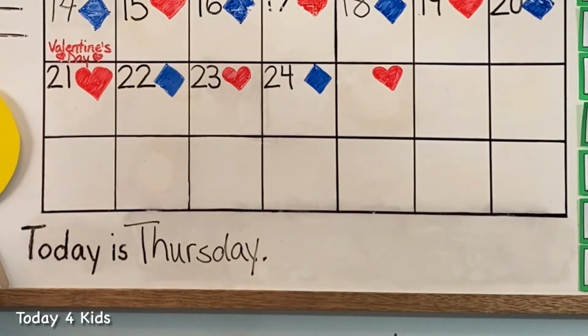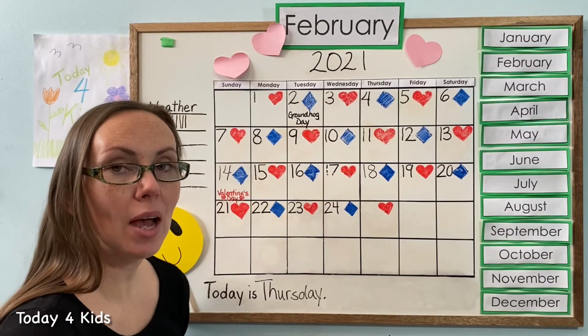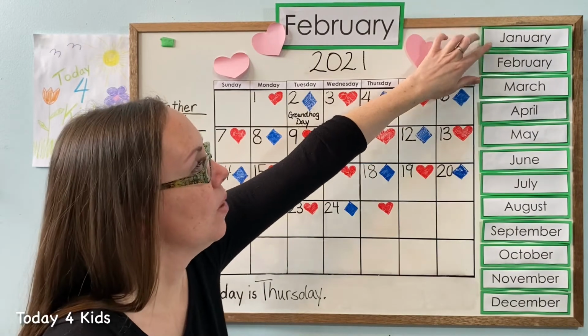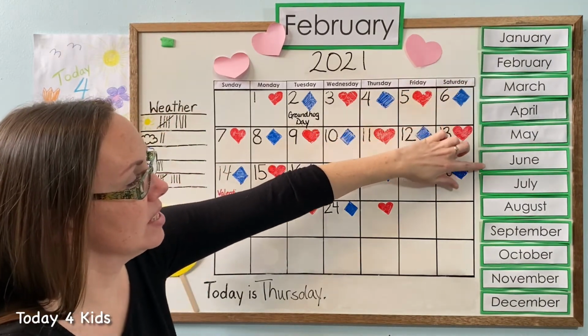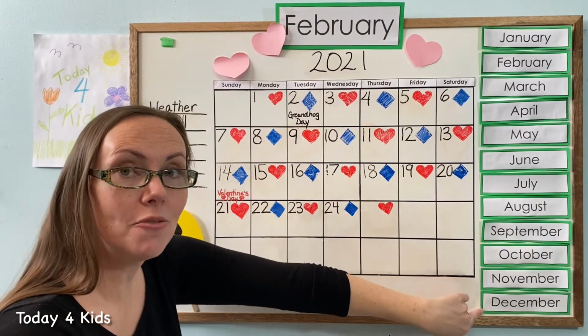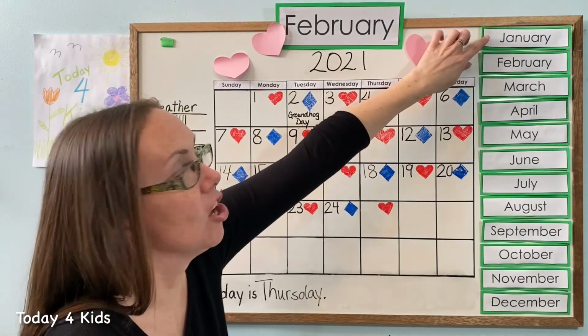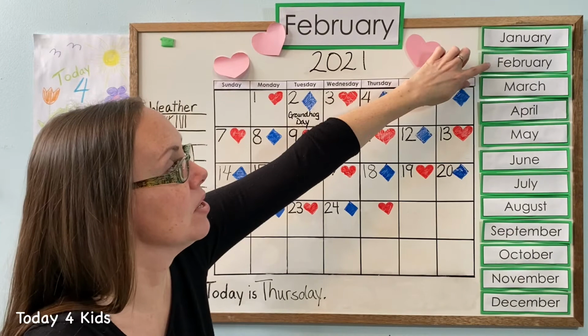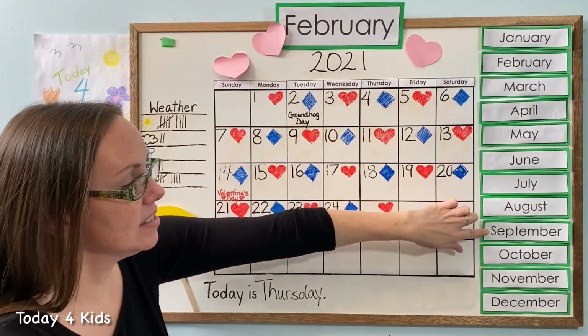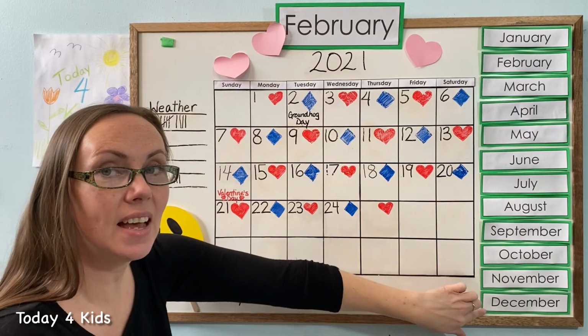And our next word is going to be the month. And do you remember how many months there are in the year? Let's count them together. Are you ready? 1, 2, 3, 4, 5, 6, 7, 8, 9, 10, 11, 12. There are 12 months in the year. Let's say all their names. Are you ready? January, February, March, and April, May, June, July, August, September, October, November, December.